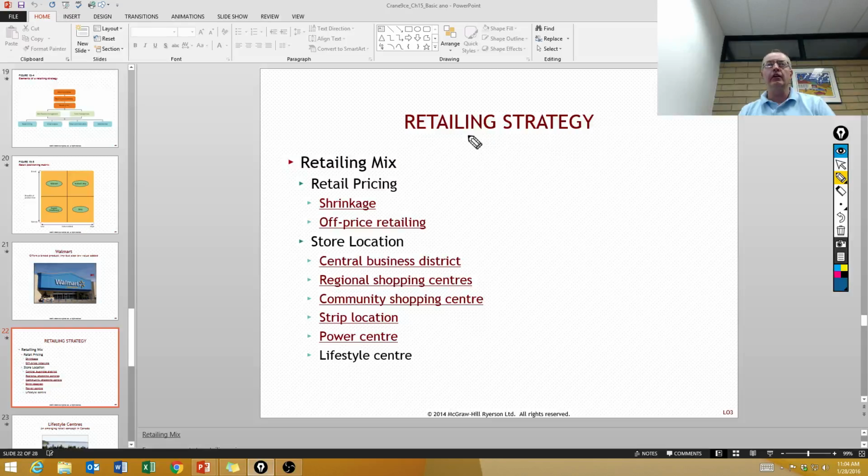We have these four retail positioning matrix variables: retail pricing, store location, retail communication, and merchandise. Those correspond to price, place, promotion, and product.